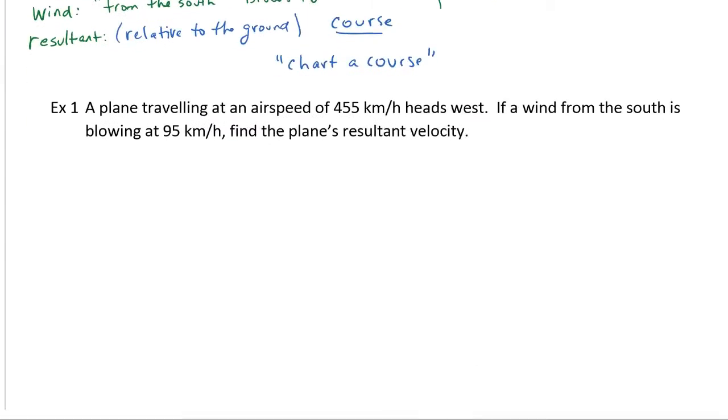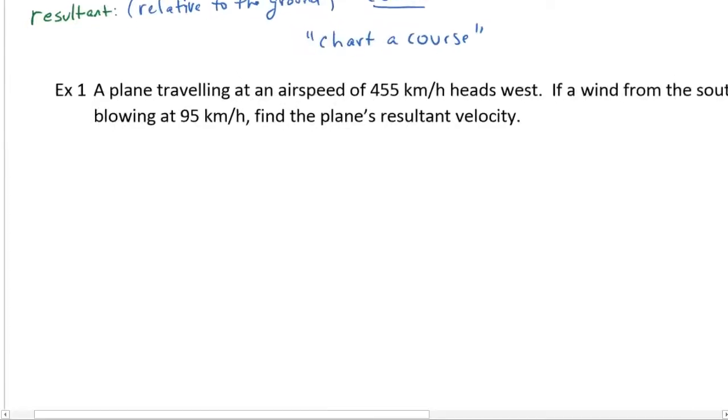Example number one: a plane is traveling at an airspeed of 455 kilometers per hour and is heading west. Why don't we use the same headings here? We have a plane velocity plus the wind, which is going to give us the resultant. And remember that these are vectors, not scalars, so we're not going to just add them normally.